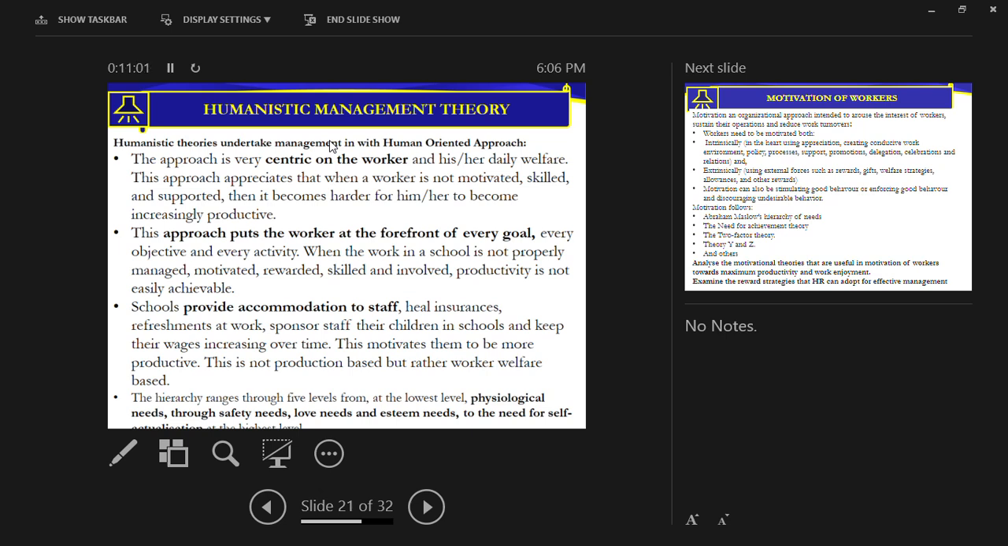So when workers, for example, in a school are not properly managed, motivated, rewarded, not skilled, not involved in management programs, then it becomes hard for the organization to achieve productivity. So that's why you find that institutions are making sure that at least staff get accommodation, whether it is on site or off site, whether the accommodation is within the school or within the organization or outside, they make sure that the worker is in a well placed place for accommodation.